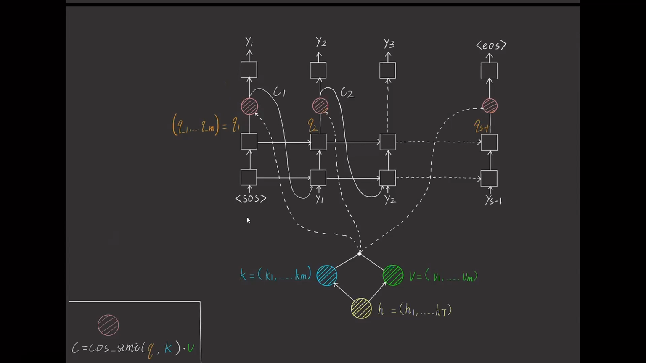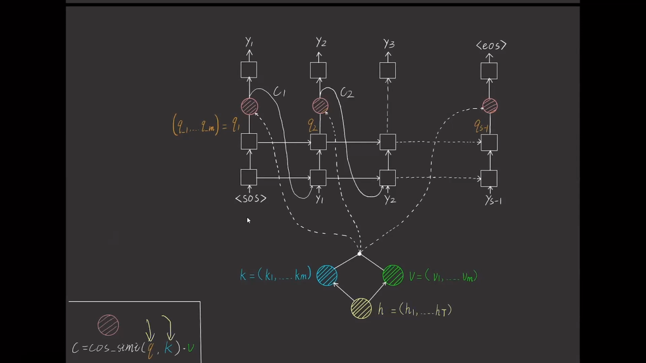Basically, this operation has three inputs: the hidden state from your LSTM, which is also the query, and the key and the value we just calculated before. So we have three inputs. With the query, first we calculate the similarity between your query and your key.